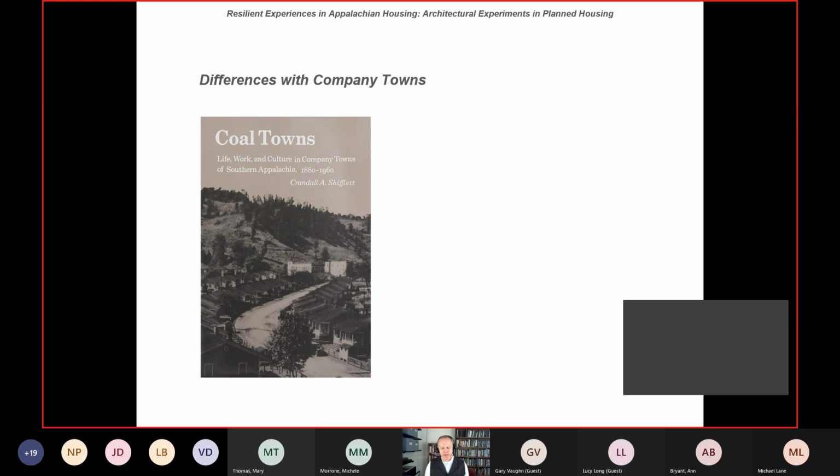So much of the study of housing in Appalachia is centered on the company town, which is just much more prevalent. This is Crandall Shiflett's 1991 book on company towns, and it's a good starting point to look at how the company towns in Appalachia operated. But this work, like I said, is looking at plan towns from a different perspective, and it's not really focused on the capitalist industrial perspective of the company towns we're familiar with.